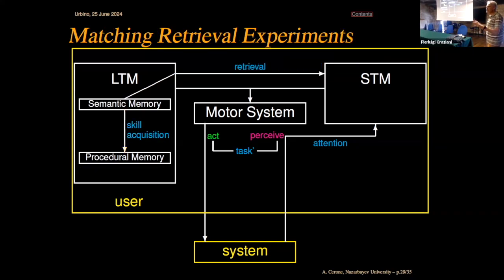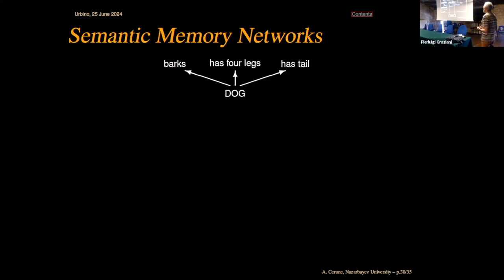So think about your personal experiences, and you will find many of these things happen. Okay, so another important thing is the matching retrieval experiment. As we said, we retrieve information from semantic memory. Now, there is a famous experiment done in the past that has provided evidence that our semantic memory is a kind of network.